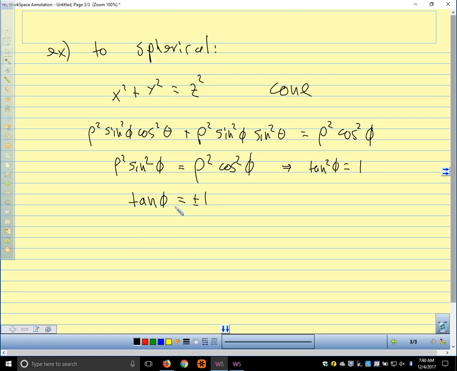Well, let's go one step further. If tangent phi is plus or minus 1, what is phi? Pi over 4 and 3 pi over 4. The equation of a cone in spherical coordinates is phi equals a constant.